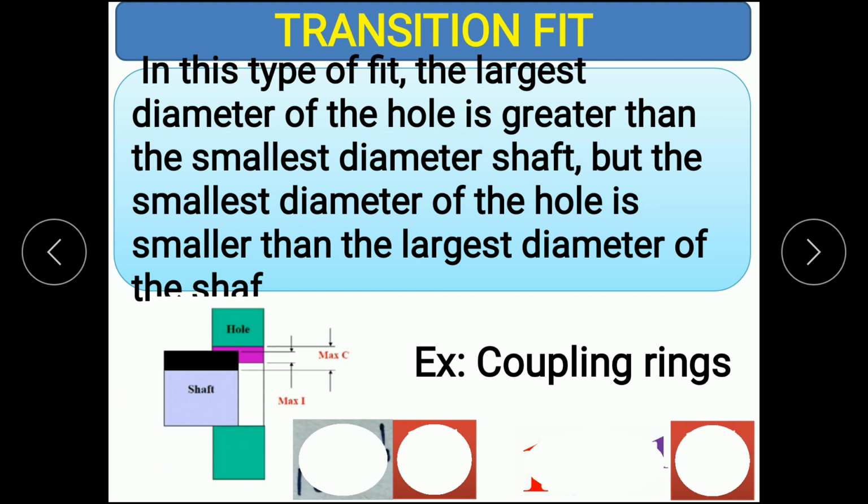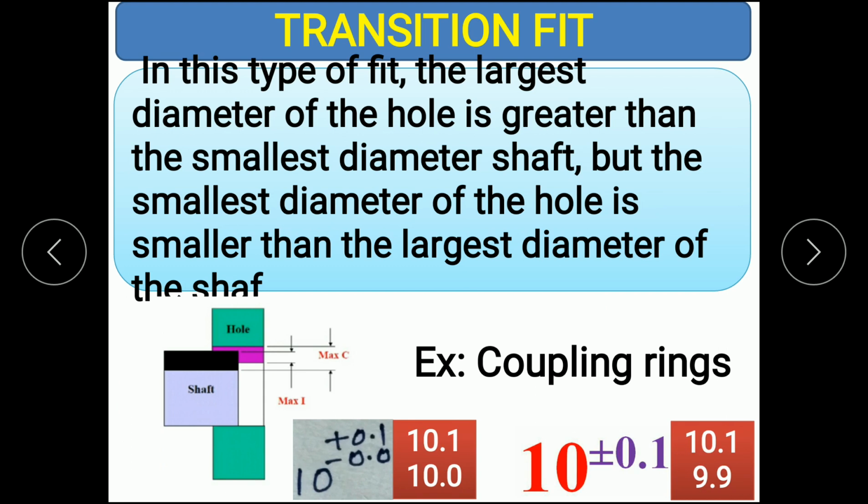Here I will give the example. In this type of fit, the largest diameter of the hole is greater than the smallest diameter of the shaft. Let us take this as the hole dimensions and this as the shaft dimensions. The largest diameter of the hole is 10.1. The largest diameter of the hole is greater than the smallest diameter of the shaft. The smallest diameter of the shaft is 9.9. Here 10.1 is more than 9.9.